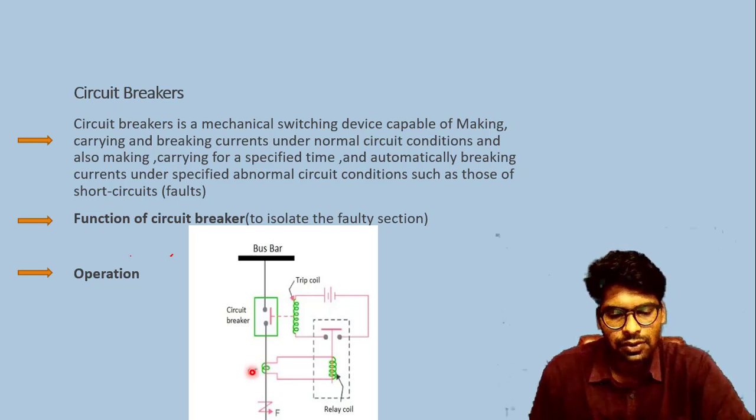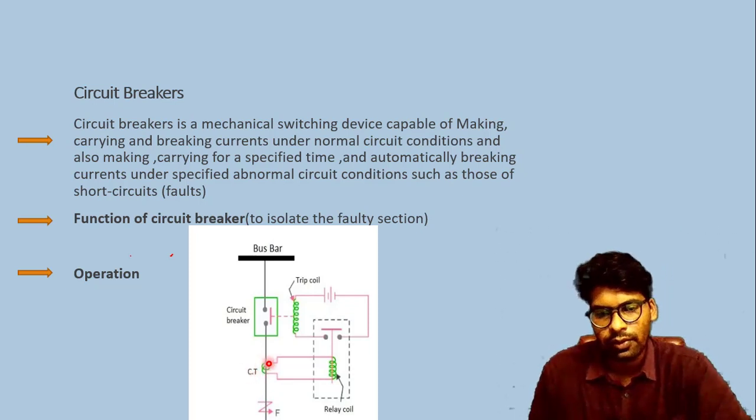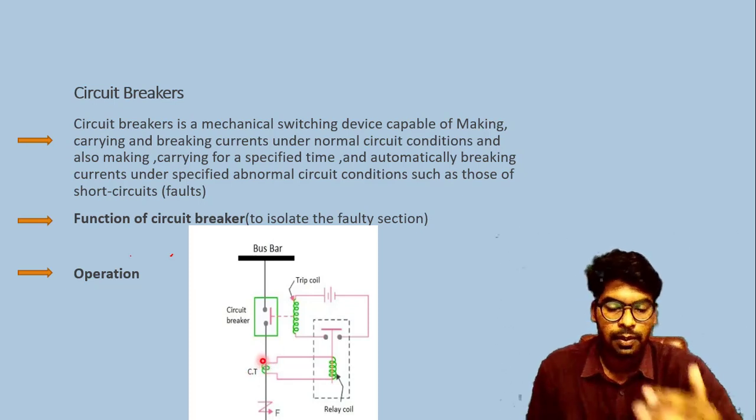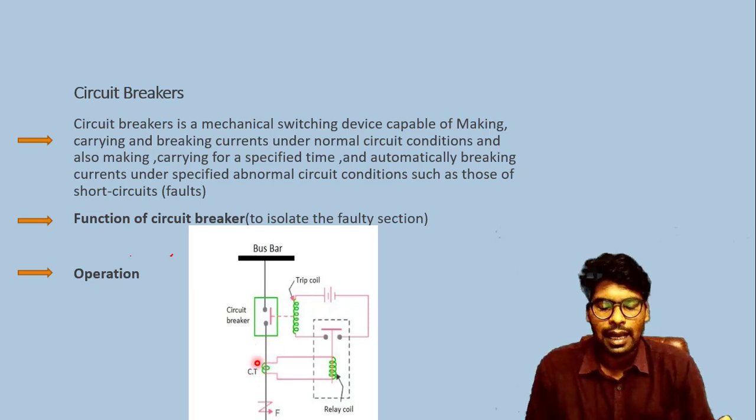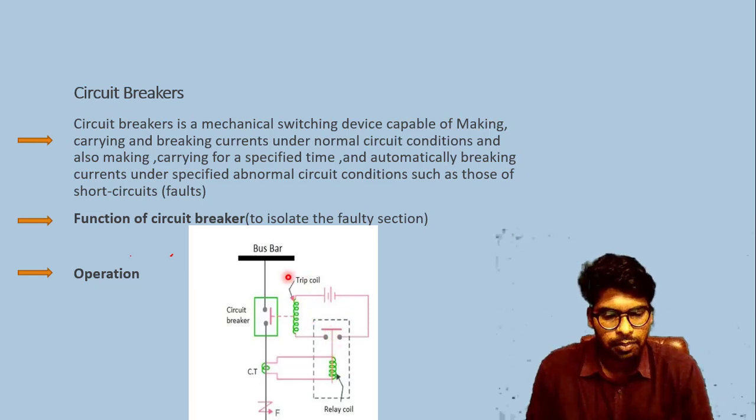As we know, a current transformer is specified in the form of ratios. So for a specified ratio, it acts. If the current limit is exceeded, it gets activated. It gives a sense to the relay, and the relay coil will be excited. Then the circuit will be closed. After the circuit is closed, this gets excited. So the tripping coil gives information to the circuit breaker to isolate the fault section. So this is the main operation.